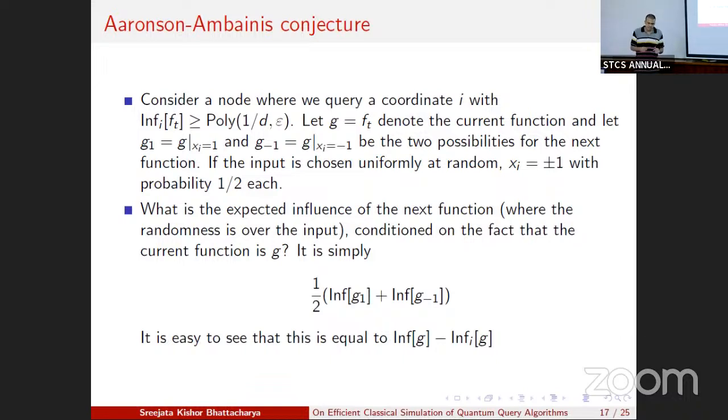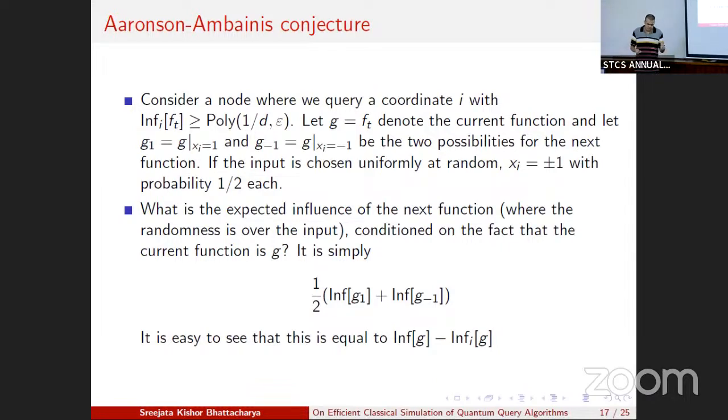So what is the expected value of the total influence of the next function? It's simply half of the sum of the total influences of these two functions. And an easy computation shows that this quantity is actually the total influence of g minus the i-th influence of g. So what is happening is that, in expectation, the total influence of my function is reducing significantly at each step. It's reducing significantly because I am assuming a lower bound on the influence of i on g.